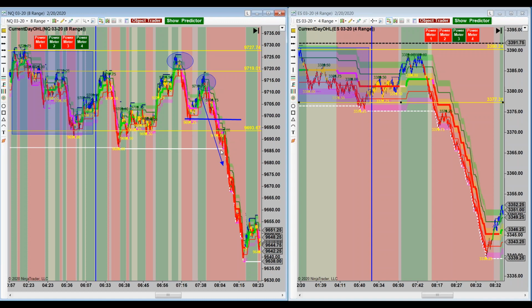Now let's look at the same time what ES on the right was doing at that time. Let's come over and get our cursor here. 754, 756. Where was 754 over here? 756.